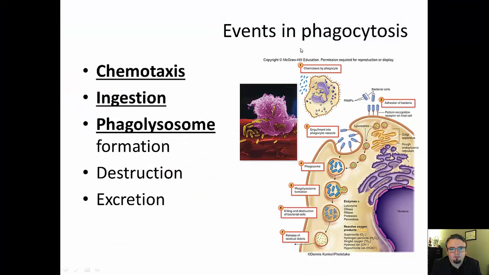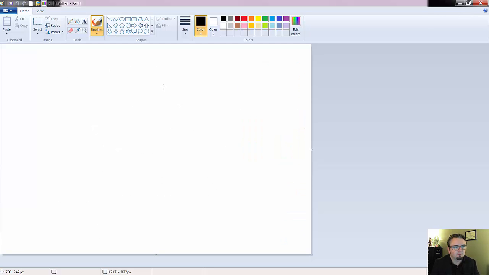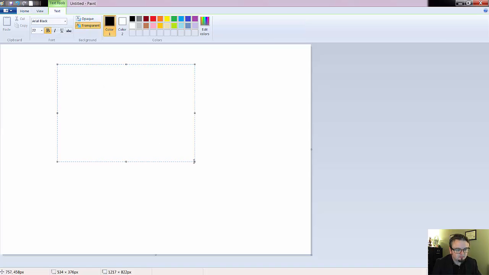Okay, so next I want to talk about some of the more specific events in phagocytosis. So we've talked about what that is, and now we're just going to talk about it in a little more detail here. So first of all, microbes are activated through what's called chemotaxis. Chemotaxis is defined as movement in response to chemical stimulus or stimuli, something to that effect.